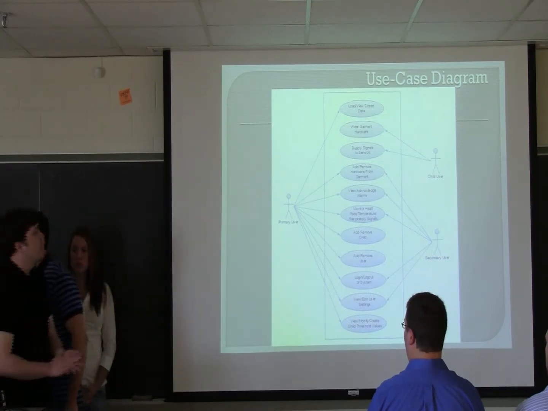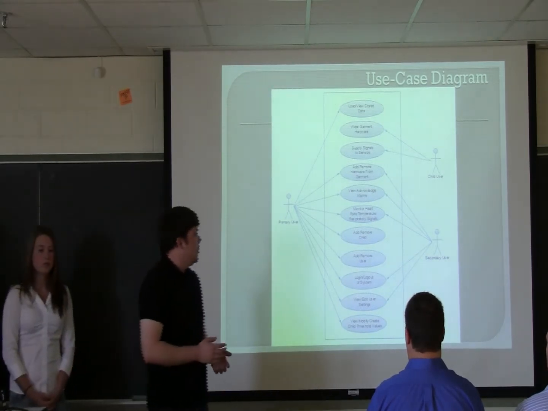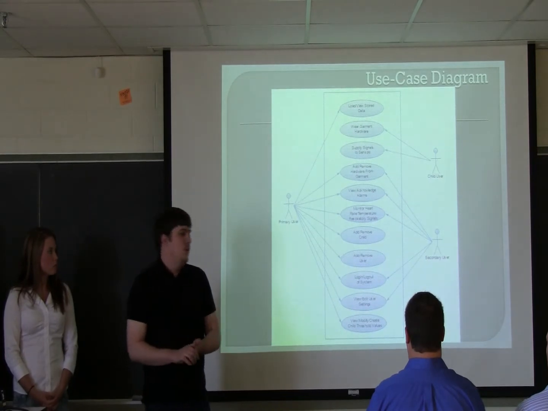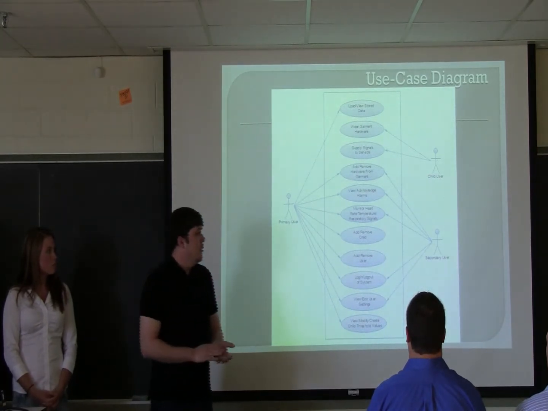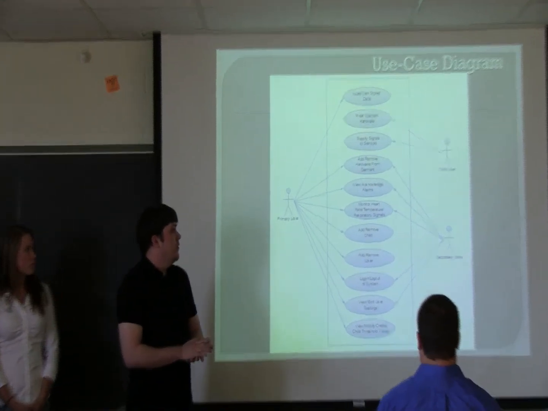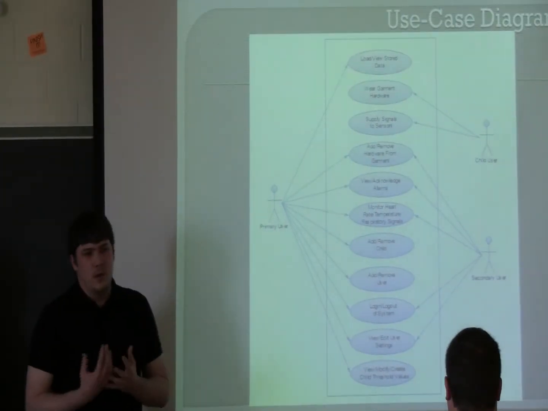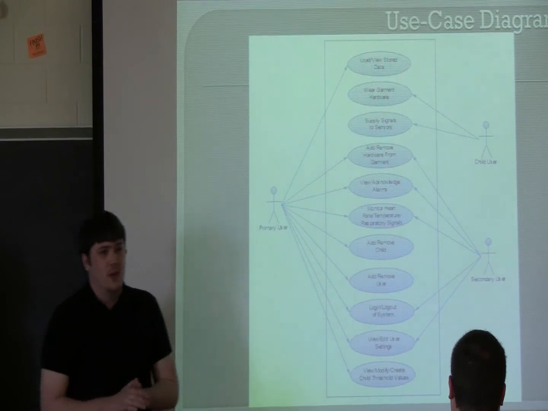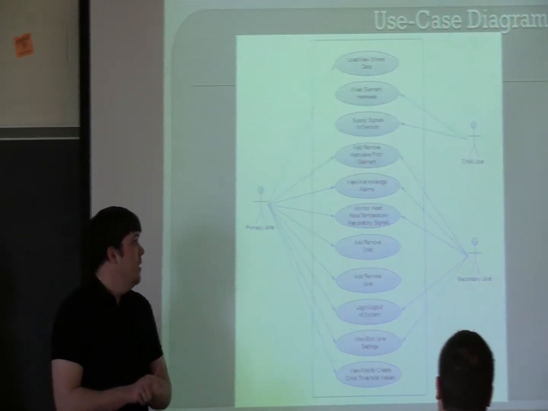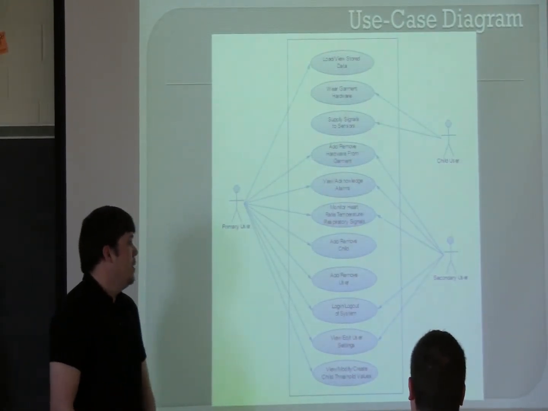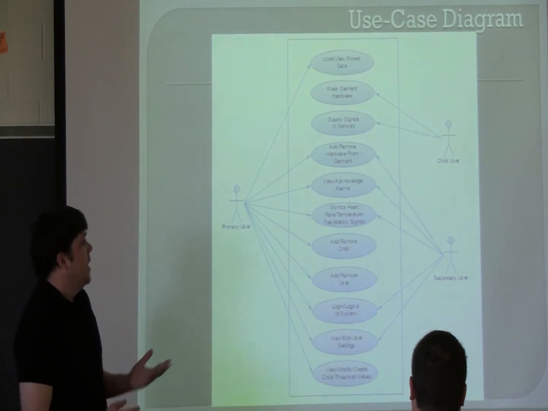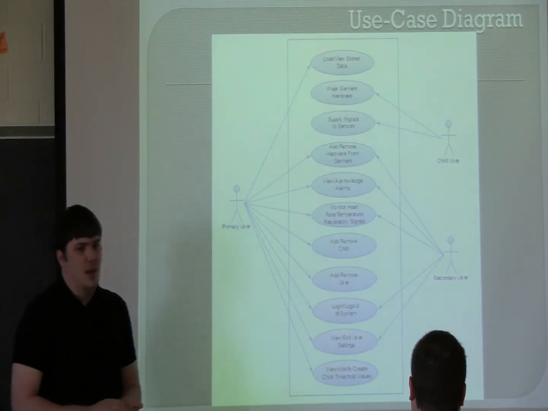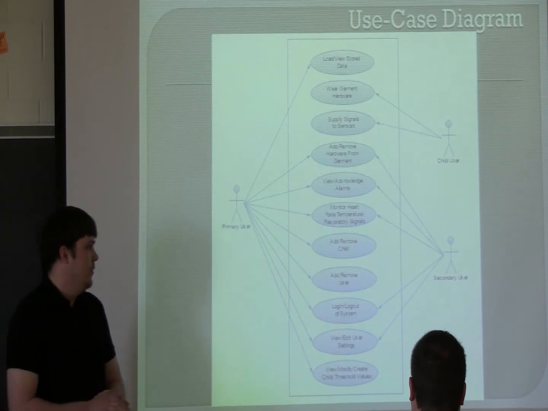This is what we came up with for a use case diagram, to show all the users involved and what their responsibilities are. Probably the most obvious one is the child user, who will be wearing the garment and doesn't have many responsibilities other than to live and just produce the signals. Then we have the primary user, who has all of the responsibilities and is able to add and remove users to the system.